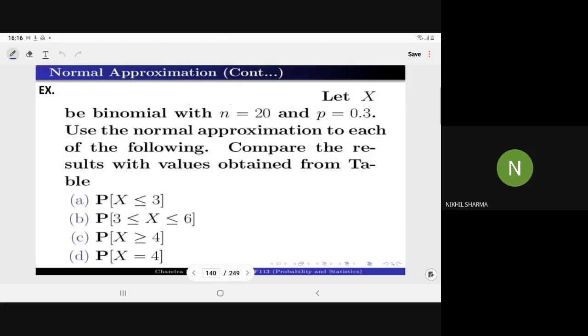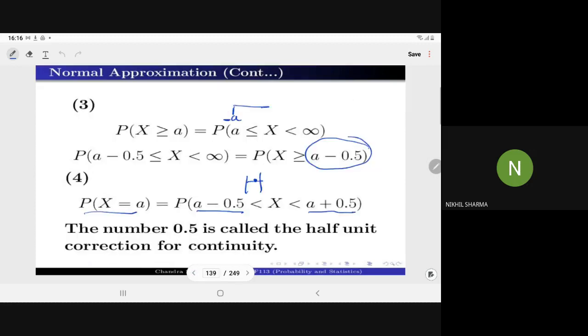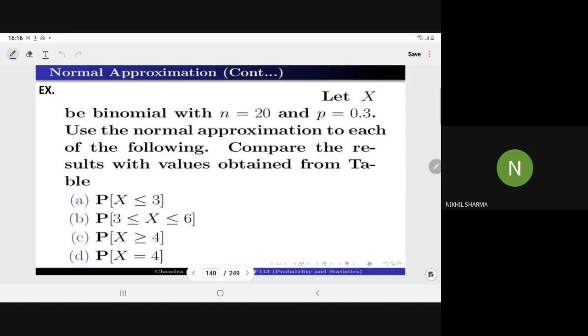So now you can say the right hand side is the continuous variable, the left hand side is the discrete variable. You can understand this more by this example also. Let x be binomial with n equal to 20 and p equal to 0.3. Use the normal approximation for each of the following. Compare the result with the value obtained from the table. So here it is given that x follows the binomial distribution with parameters n equal to 20 and p equal to 0.3.